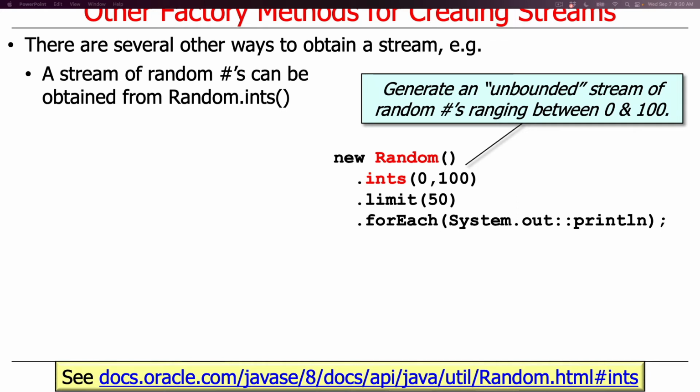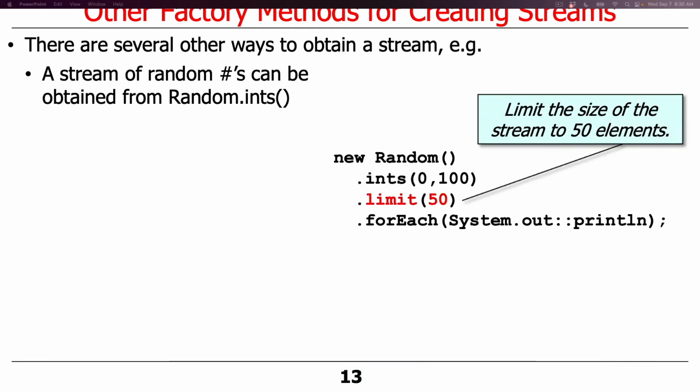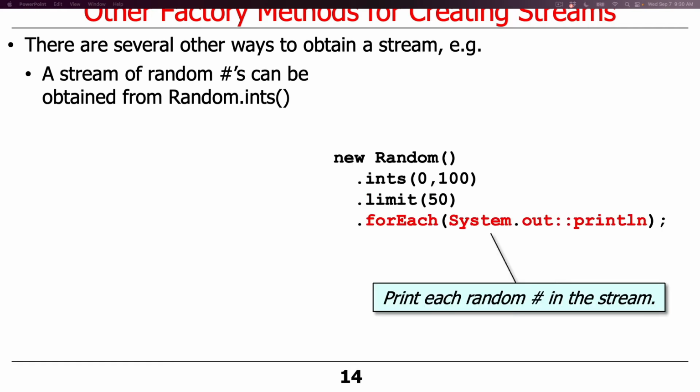You can put a negative integer, or you can have integer min value up to integer max value, and you get a gigantic range of random numbers within whatever range you give it. So you get a stream of those things. In this case, we're going to limit ourselves to the first 50 random numbers between 0 and 100, and then we can go ahead and print those results out.